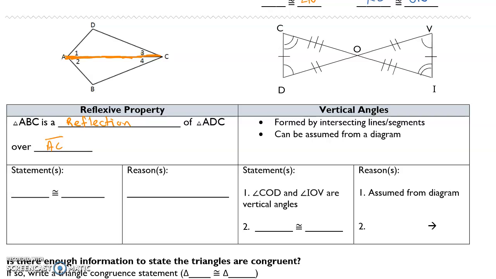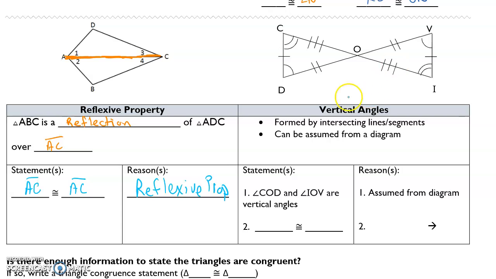In our proofs, we will go ahead and use that idea and state that segment AC is congruent to segment AC. And our reason is reflexive property, or just reflexive. We're going to use that quite a bit in proofs. And vertical angles are still true.